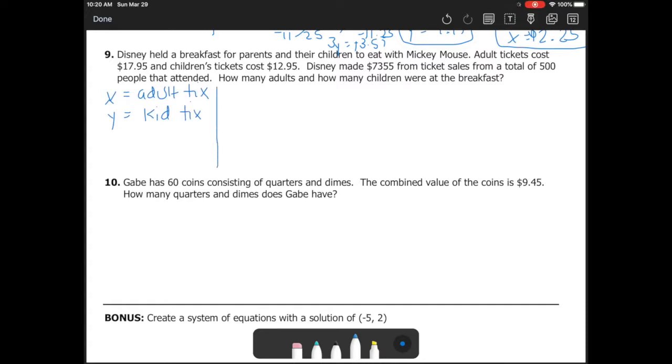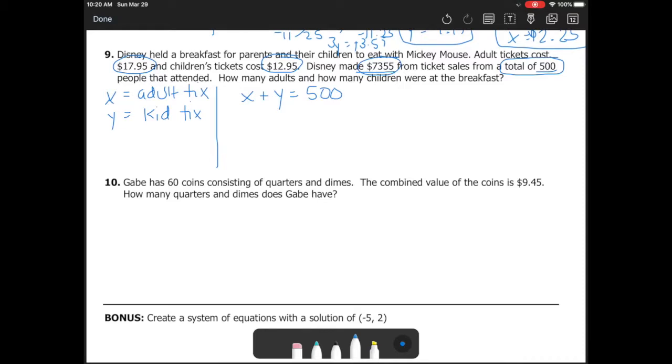All right. I know two things about the tickets. Disney made $7,355, and they had a total of 500 people that attended. So here's how you do this kind of problem. When they give you the total of how many people or how many objects, you just make your equation simple: x plus y equals 500. The number of adult tickets plus the number of kid tickets was 500 people. For the second equation, you use the separate costs.